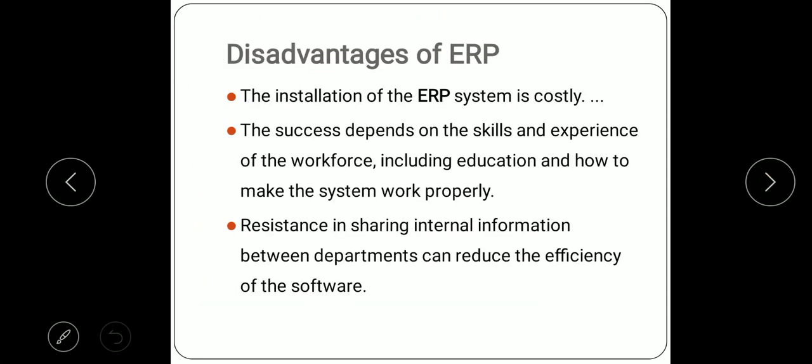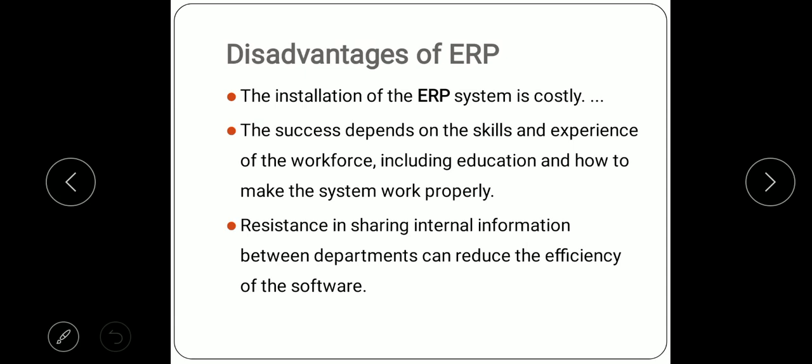Now coming to the disadvantages of ERP, we'll get the installation of the ERP system is costly. Although we can see that after installation of ERP system, the cost of maintaining the system will be decreased and the overall cost will be decreased. But to install the ERP, it will take a huge cost.